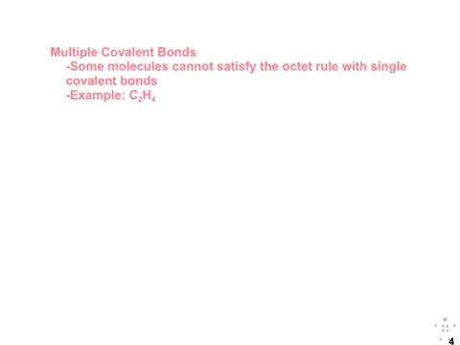Sometimes some molecules cannot satisfy the octet rule with a single covalent bond. An example here is C2H4. Again, if you look for total valence electrons, we have 2 carbons, which gives us 4 valence electrons each for a total of 8. We have 4 hydrogens, and that gives us 1 valence electron each, so a total of 4. So here would be a total of 12.